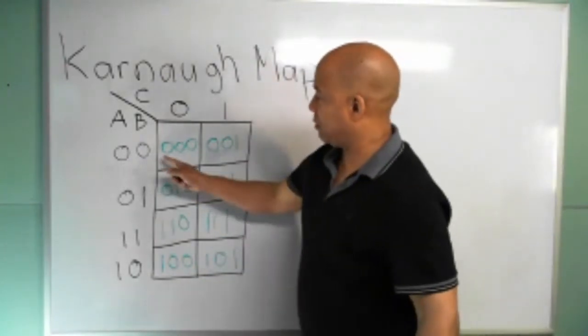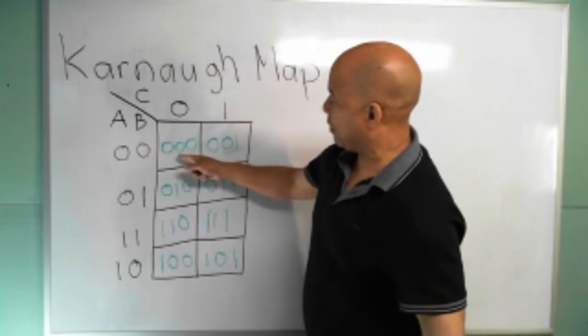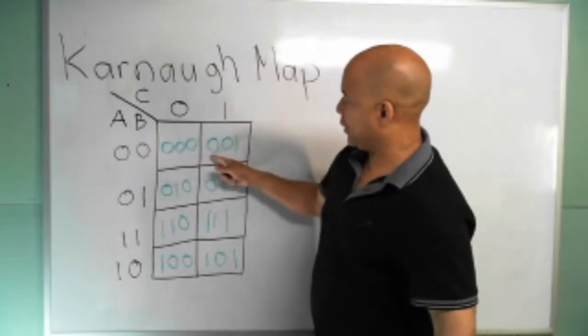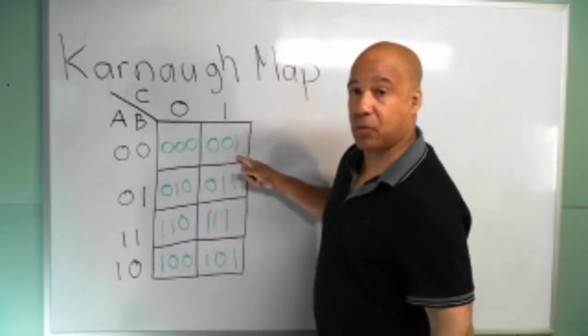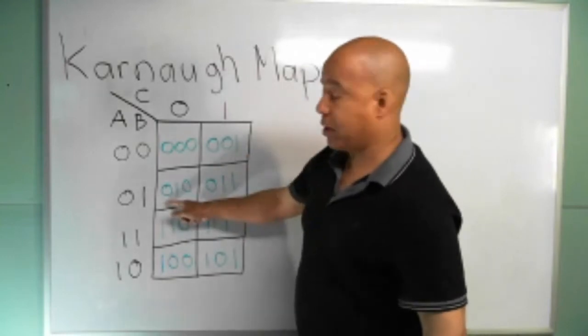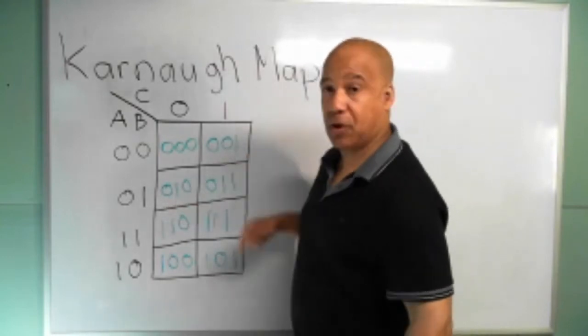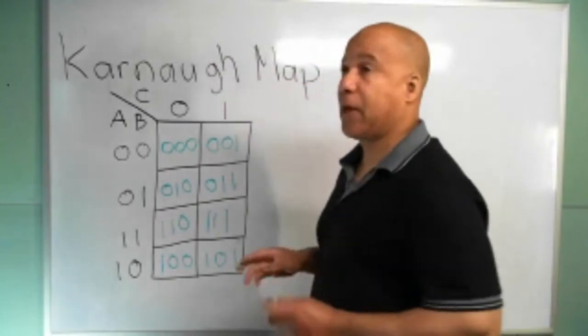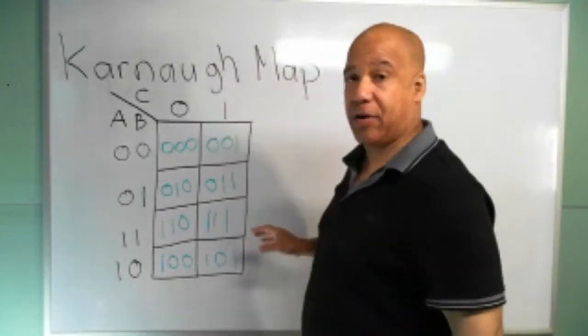So A is 0, B is 0, and C is 0. This one, A is 0, B is 0, C is 1. This one, A is 0, B is 1, C is 0, and so forth. So one thing you got to be able to do is identify the binary value of a cell.